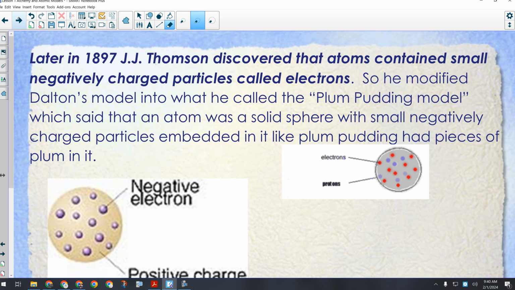And people are like, okay, that sounds reasonable. It accounts for positives and negatives. It accounts for the current that you're producing in your experiments. It still pays homage to Dalton by keeping his solid sphere. Everybody's happy, for like 10 minutes. More experiments get done and people realize if you've got X many negative charges, you need to have X many positive charges. You can't just have a big lump of positive and some negatives stuck on it. This doesn't really explain some of the other stuff that's going on.